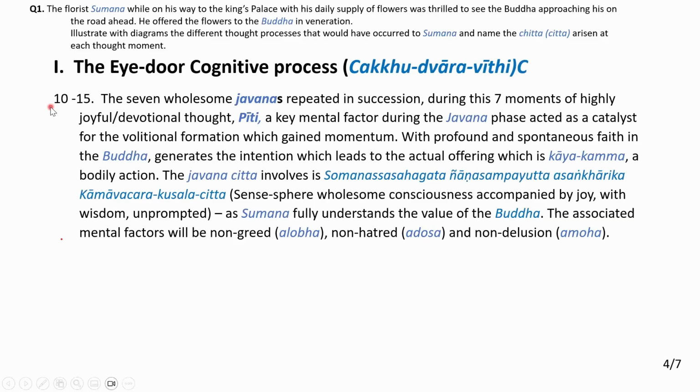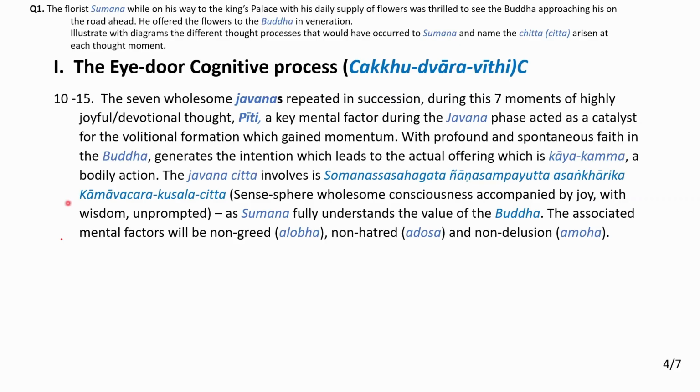Then, followed by the 7 wholesome javanas repeated in succession. During these 7 moments of highly joyful and devotional thought, piti, a key mental factor during the javana phase, acted as a catalyst for the volitional formation, which gained momentum. With profound and spontaneous faith in the Buddha, it generates the intention which leads to the actual offering, which is kaya karma, a bodily action. The javana citta involved is somanasa sahagata, nana sampayutta, asankharika, kamavacara kusala citta.